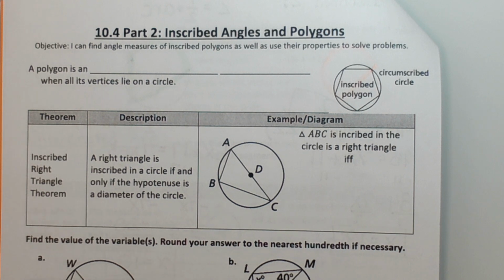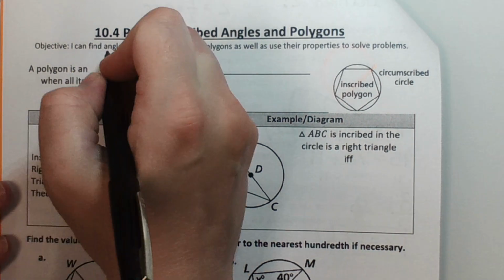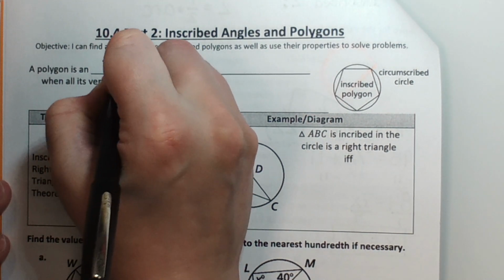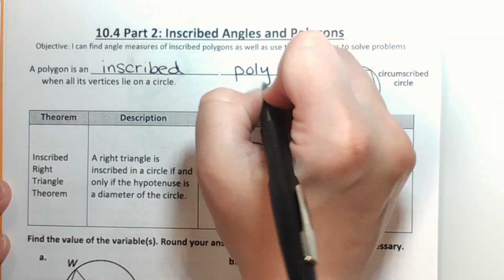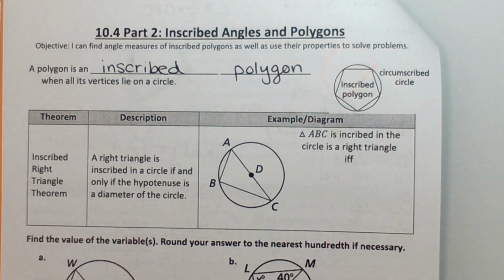Today, we're working with inscribed angles again, but more accurately, we are going to be working with inscribed polygons. A polygon is an inscribed polygon if every single one of its vertices, by the way, vertices is the plural of what word? Vertex. If every single vertex of the polygon is sitting at the edge of the circle.